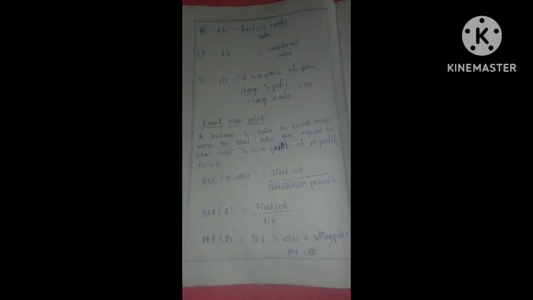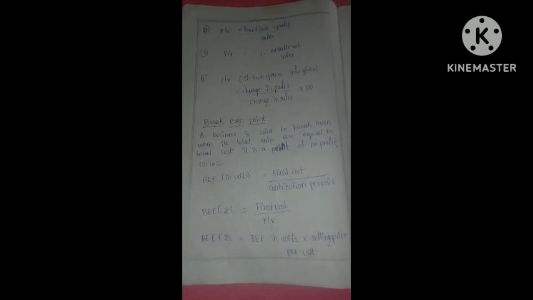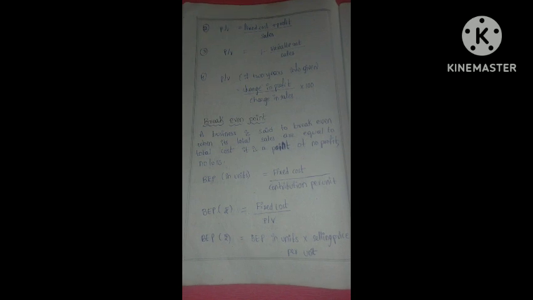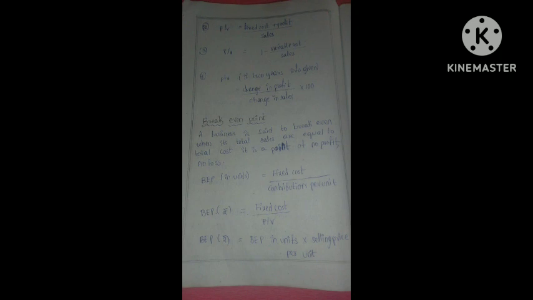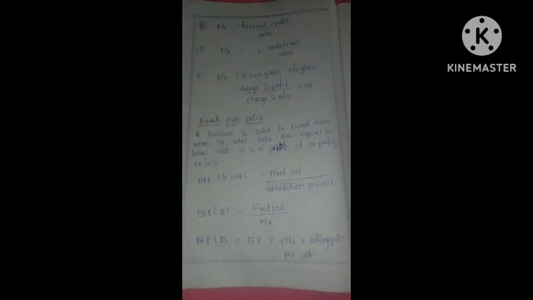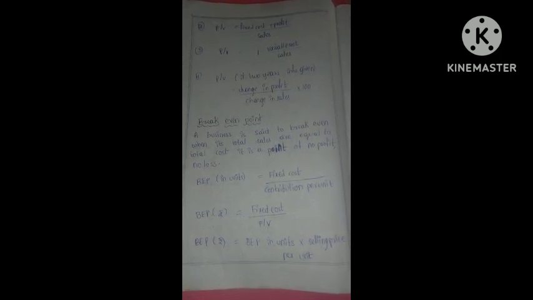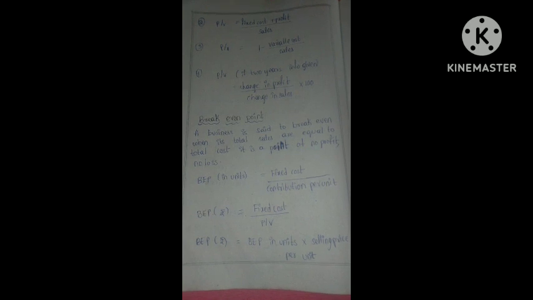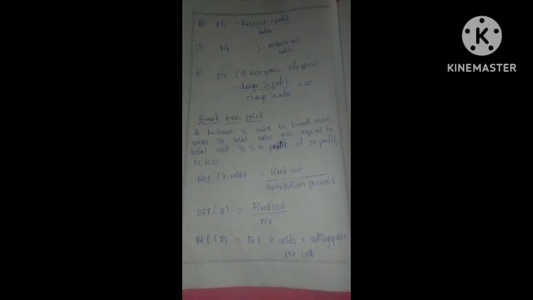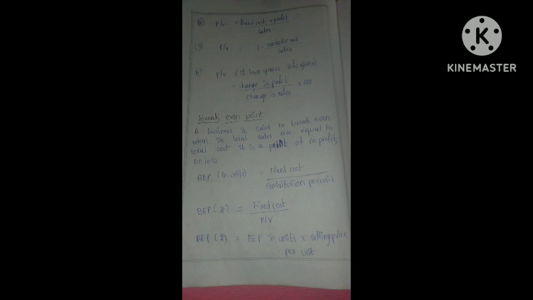The second one is the P by V ratio formula. P by V ratio is equal to fixed cost plus profit divided by sales. And the next formula for P by V ratio: P by V ratio is equal to 1 minus variable cost by sales. If P by V ratio is not given and information for two years is given, then it is change in profit by change in sales into 100. Guys, we have 4 formulas for P by V ratio. Mainly I use the first formula and the fourth formula for calculation.